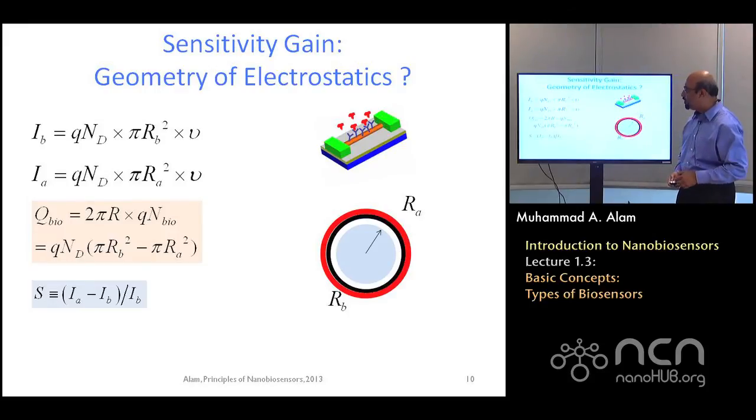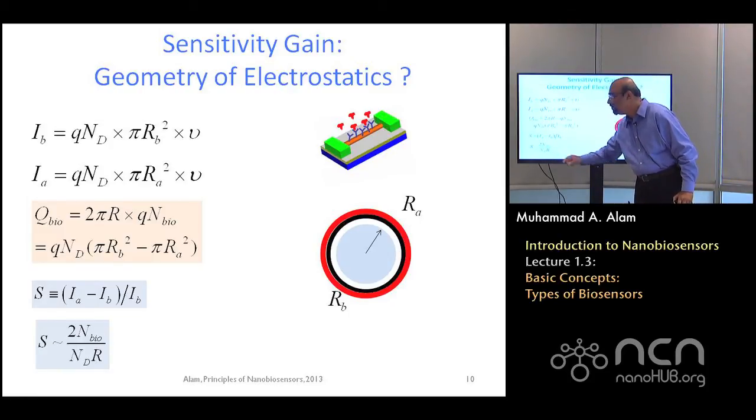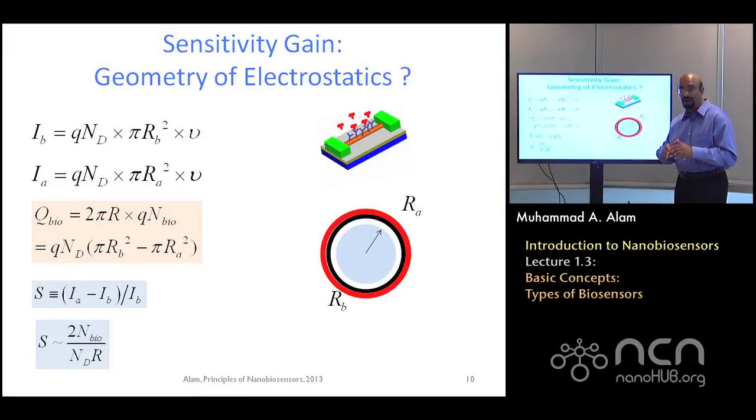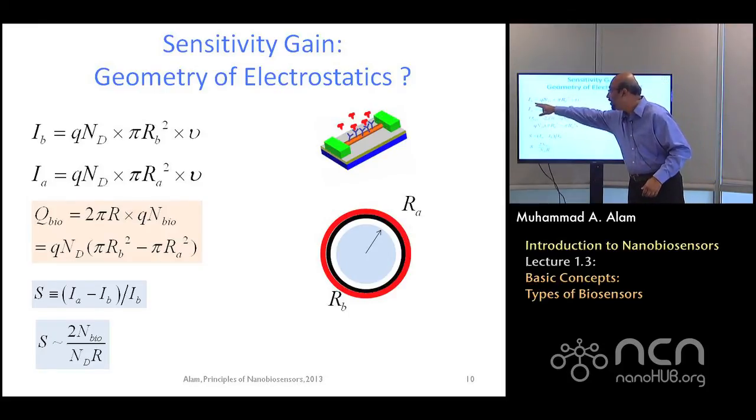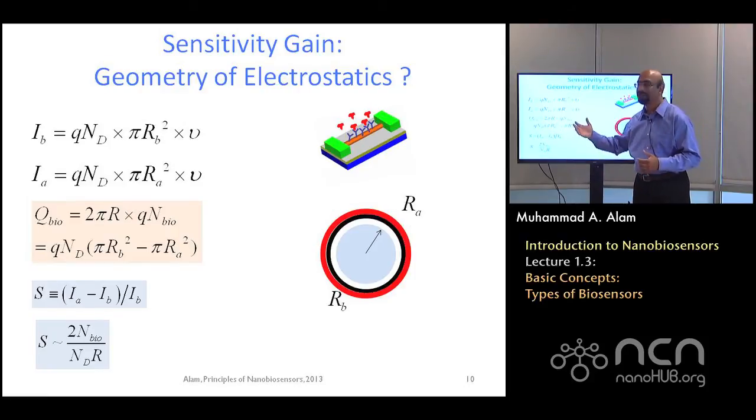If you use this information, calculate the sensitivity as a relative change in the current, what you immediately see is that sensitivity goes inversely with R, the radius of the nanowire, which is good because of course nanowires are more sensitive. The lower the analyte density, lower the doping density, it's more sensitive. Why? Because that means the initial current was small. So therefore any change in the current would be greatly magnified. Delta I is bigger and I_B was actually smaller. And of course if you capture more biomolecule, your sensitivity will be more.